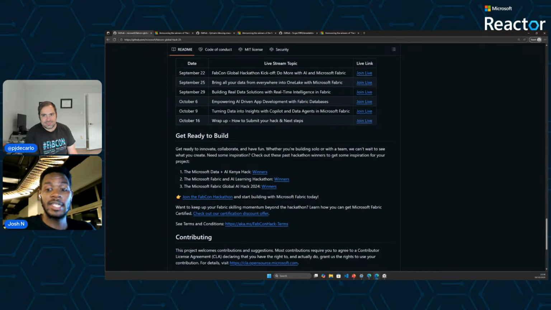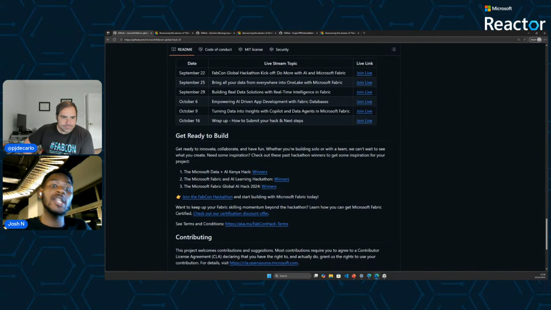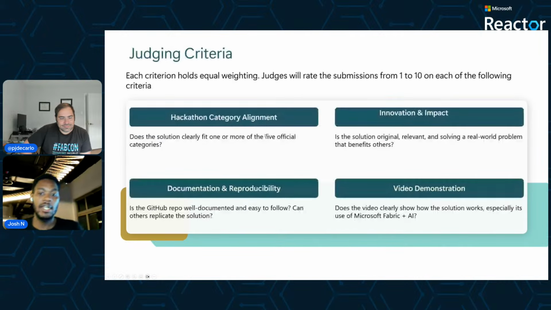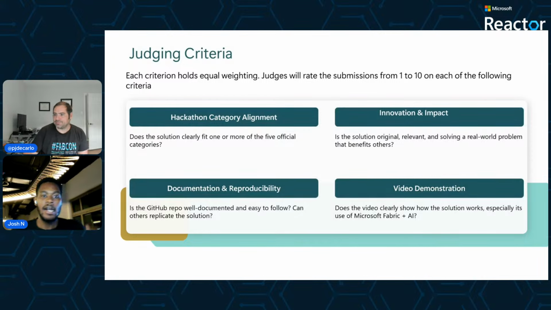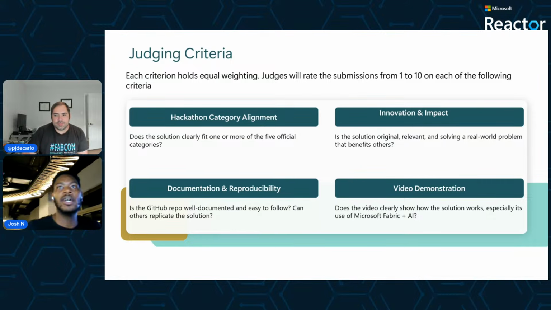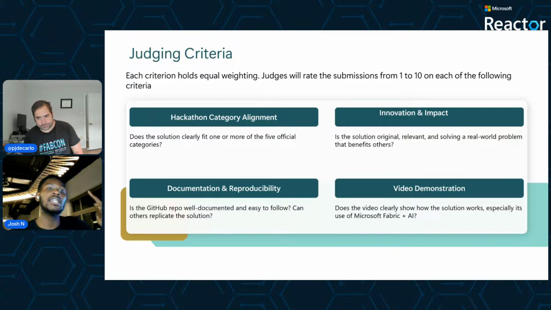Good. Now that we've looked at how to submit, and we've shown you where to get inspiration, I'm going to go back to my slides because I want us to talk about the judging criteria. I know we talked about this previously, but I really need to emphasize this again. Our judging criteria is going to be equally weighted across these criteria. The first one is to ensure that your project aligns to at least one of the hackathon categories. I will come to what each of these categories are, but ensure it fits one or more of the 5 official categories.